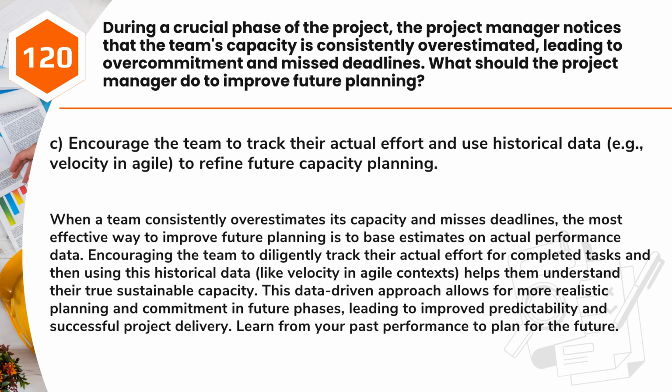Answer: C. Encourage the team to track their actual effort and use historical data, e.g., velocity in Agile, to refine future capacity planning. When a team consistently overestimates its capacity and misses deadlines, the most effective way to improve future planning is to base estimates on actual performance data.